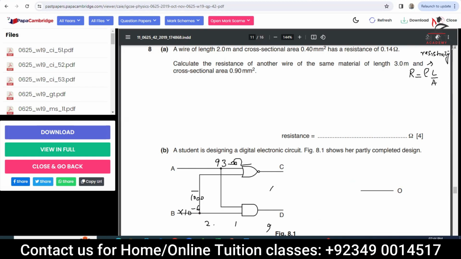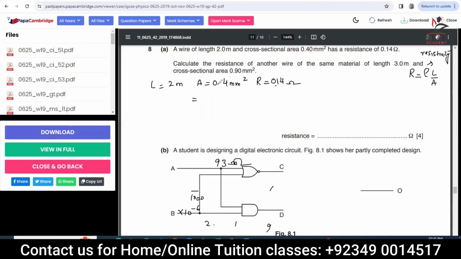It is called resistivity constant. Now remember that resistivity constant will be constant for each material. And they already write it that materials are same. So let's find out the first one. The length of the first wire is given as 2 meters. The area is given as 0.4 millimeter square. And the resistance is given as 0.14 ohms. Now, the only thing which is not given is rho. So let's find out resistivity constant.